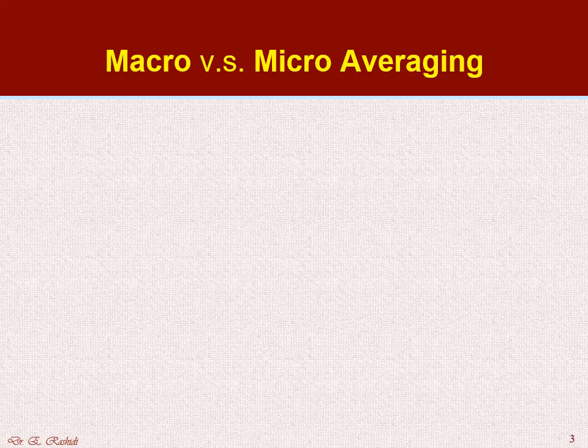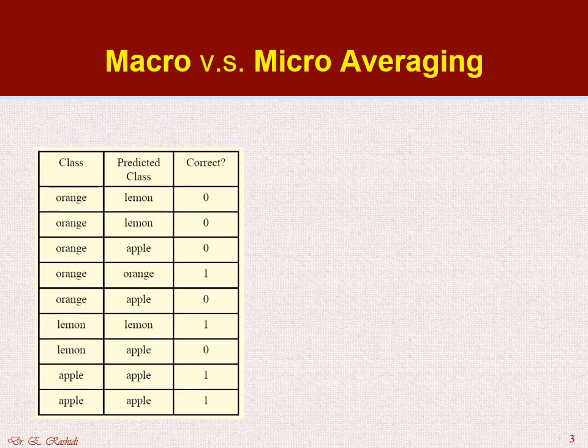Let's see an example of a multi-class classification problem. If you remember the fruit classification problem that we had, a set of different fruits such as oranges, lemons, and apples. So suppose that we have run a classification on this problem, and this table shows the result. This is just a few instances of the result, as you see here. The first column shows the original class, the second column shows our predicted result from our algorithm, and the last column shows whether our prediction is correct or not.